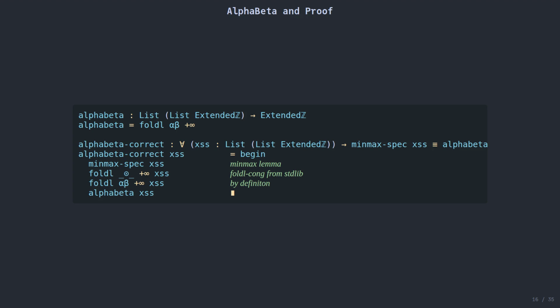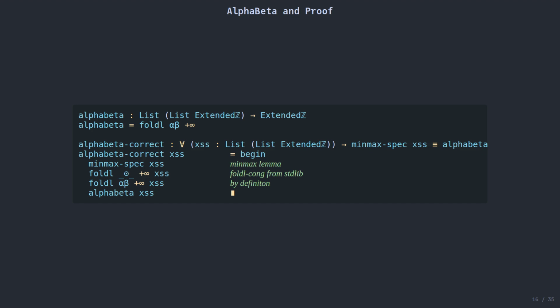We now arrive at Bird's efficient formulation of the alpha-beta algorithm. Alpha-beta is defined as a left fold using the new operator alpha-beta with positive infinity as the seed. This captures the pruning behavior directly. To prove correctness, we rely on the min-max lemma we established earlier. That lemma reduces min-max to a single left fold with the dot circle operator. From there, we apply fold-o-kong from the standard library to rewrite the fold so that it uses our av operator instead.